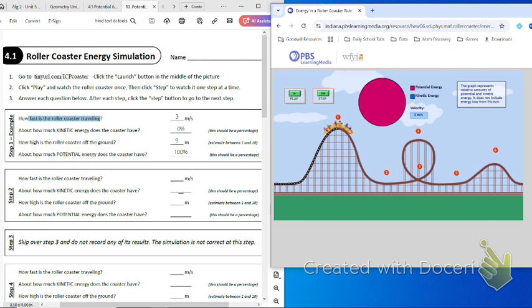How high is the roller coaster off the ground? Estimate between 1 and 10. So we'll say like right here's 10, it's almost there. They picked 9. And then how much potential energy does this coaster have? If the whole pie is filled up.